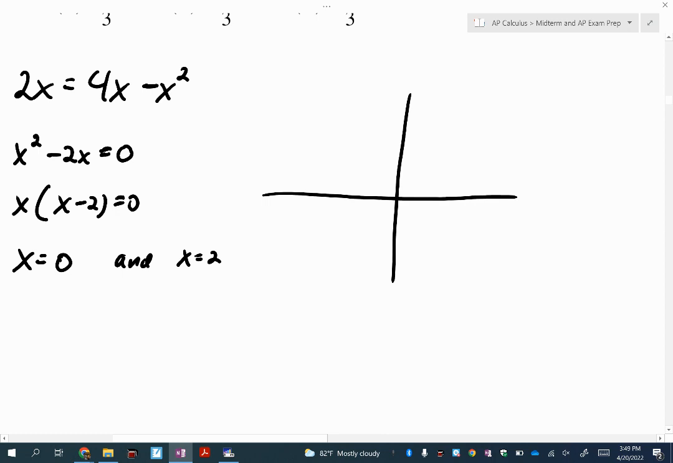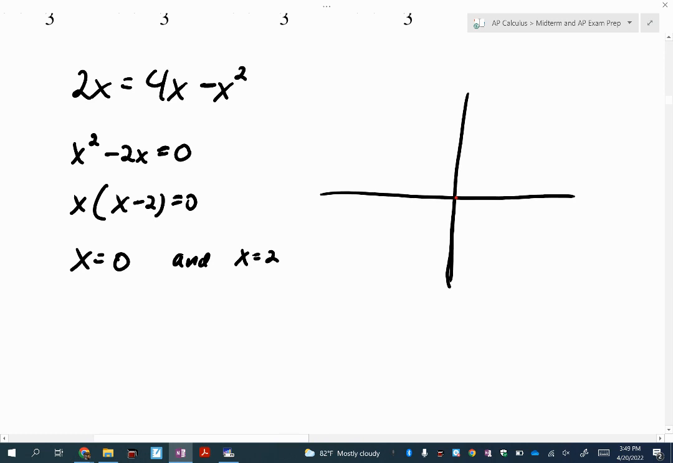Do you want me to use different colors for the different functions? Yes. Okay. I think we can graph the line pretty quickly. 2 times 0 is 0. What's 2 times 1? 2. 2 times 2? 4. 2 times 3. See where I'm going? I'm graphing that line. This is the line.